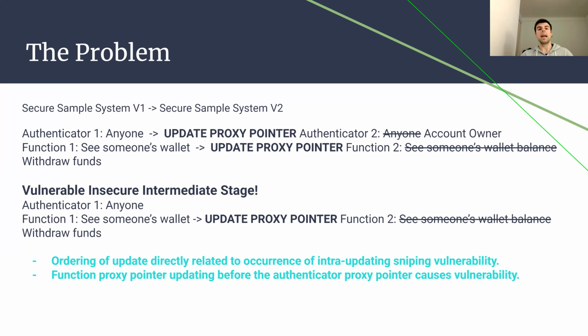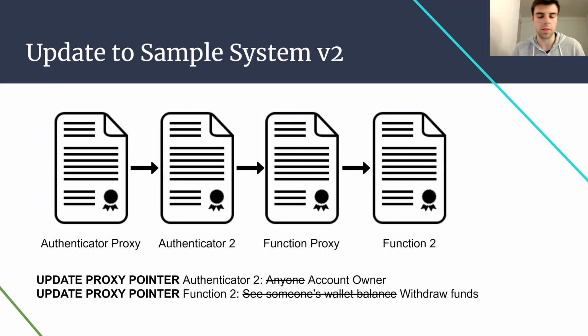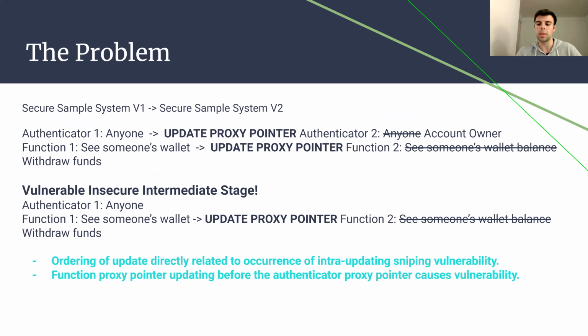The problem is that now that we've pushed those to the blockchain at the same time, we have no idea which one is going to update first. Either the proxy authenticator or the proxy function can update first. So we see that if the proxy pointer to the function updates first, then anyone can withdraw funds, because the second function, if you recall, is to withdraw funds, and that's a vulnerability.